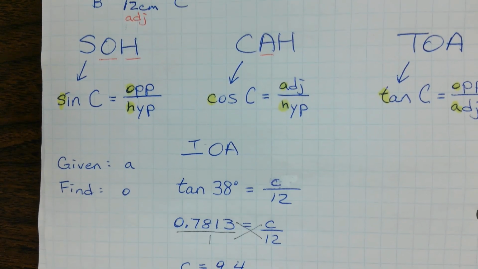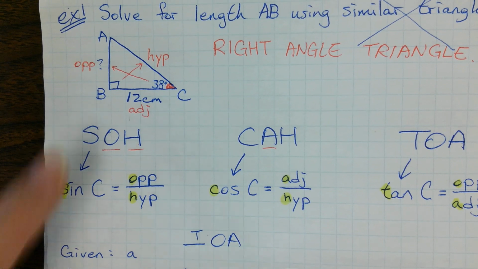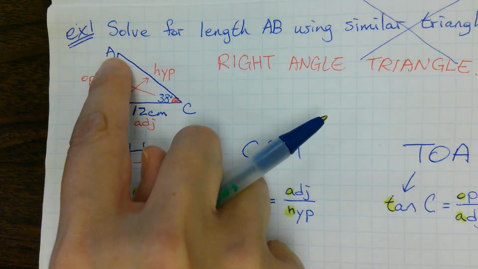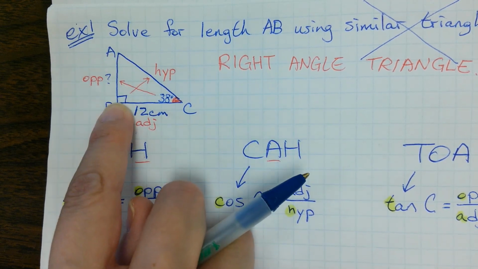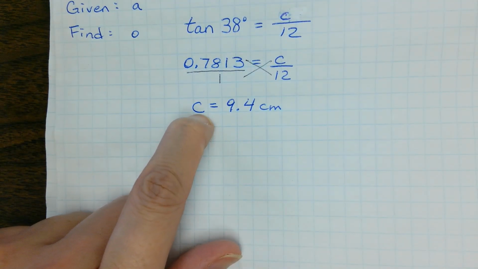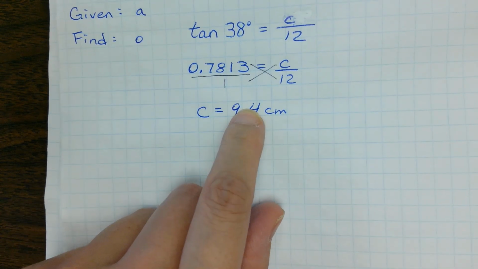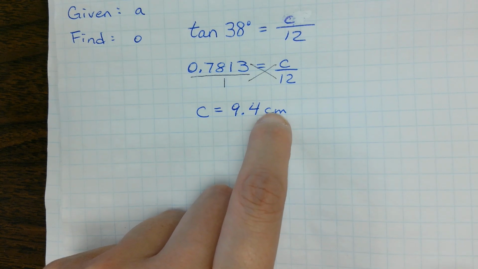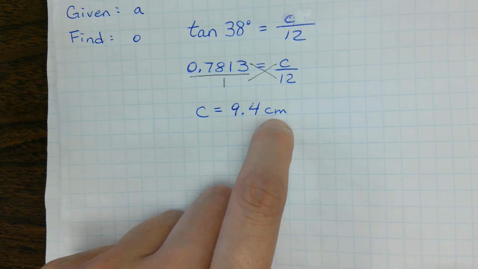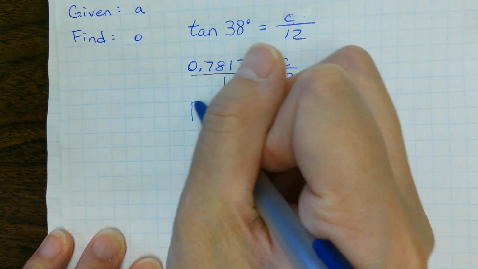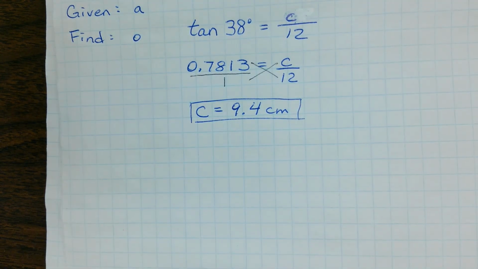What's my unit? Taking a look at the diagram. Centimeters. Remember the original question was to solve for the length. Since lowercase c represents a length, this is a length. Do not write 9.4 degrees as your final answer. We were not looking for an angle. We were looking for length. And there you go.